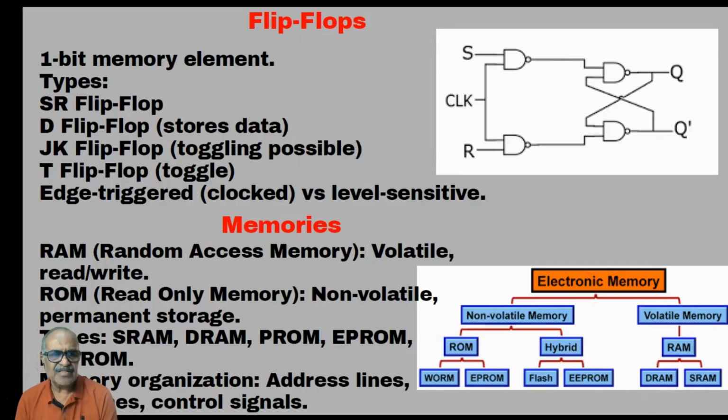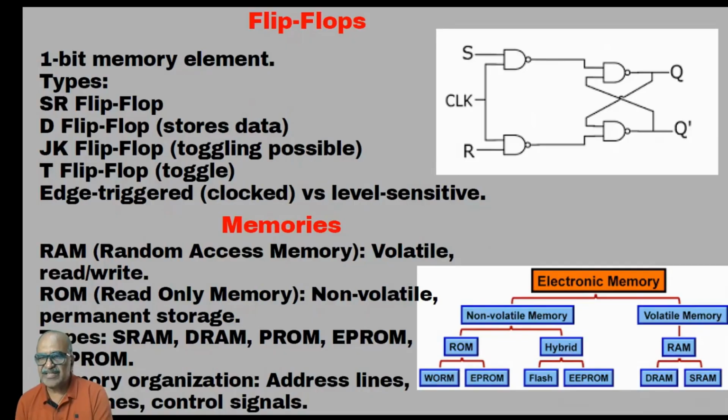Different types of memories: RAM, ROM. Then you have SRAM, DRAM, PROM, EPROM, and so many other ROMs will be present. So we will study this more in networking and memories. On the right-hand side, you can see a chart of volatile and non-volatile memories, two categories. Non-volatile means which cannot be erased. Volatile means which automatically gets erased.